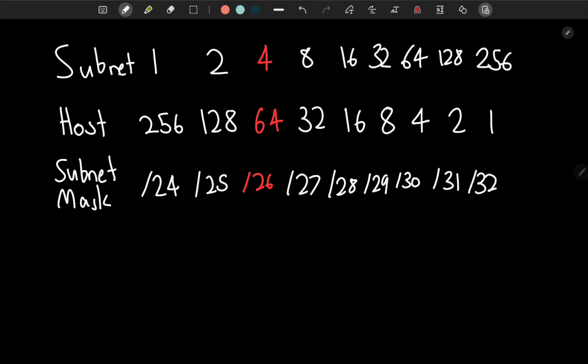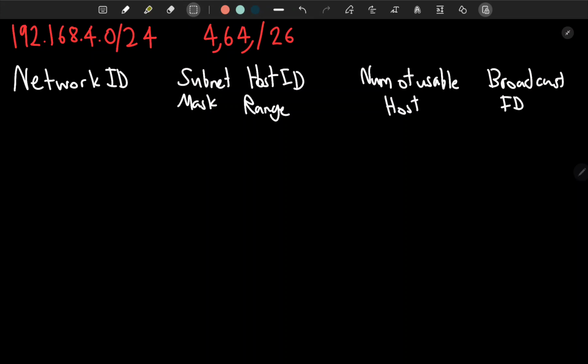So very easily from this table now we know that in each subnet there will be 64 hosts. The subnet mask will be /26, and we will have 4 subnets. And from this now we can easily find all of the details. And just to mention, this 64 hosts in each subnet also includes the network ID and the broadcast ID. So now we can start writing the details of each network subnet.